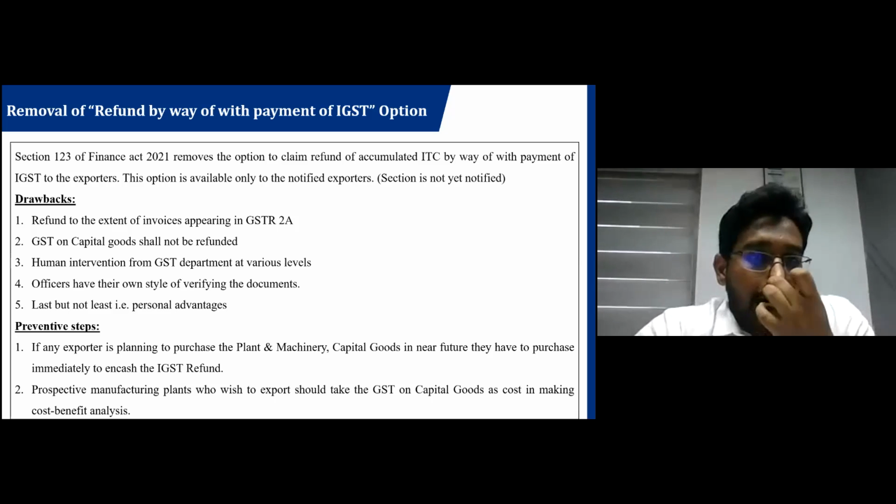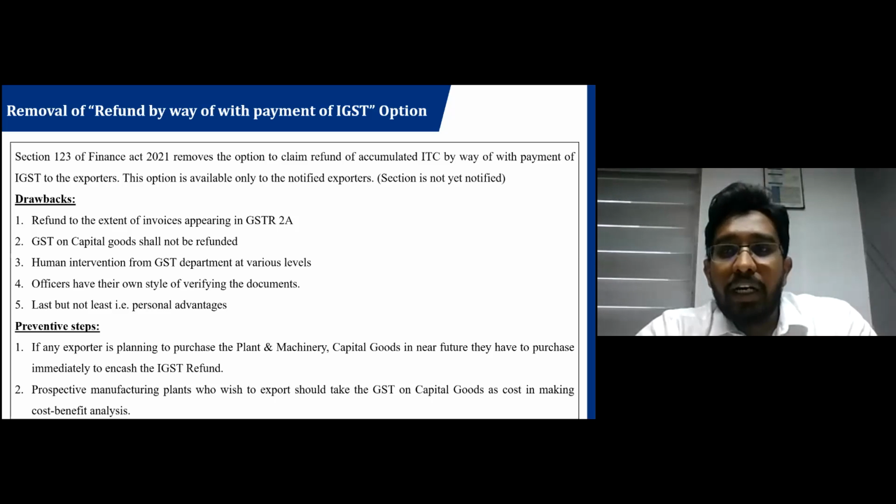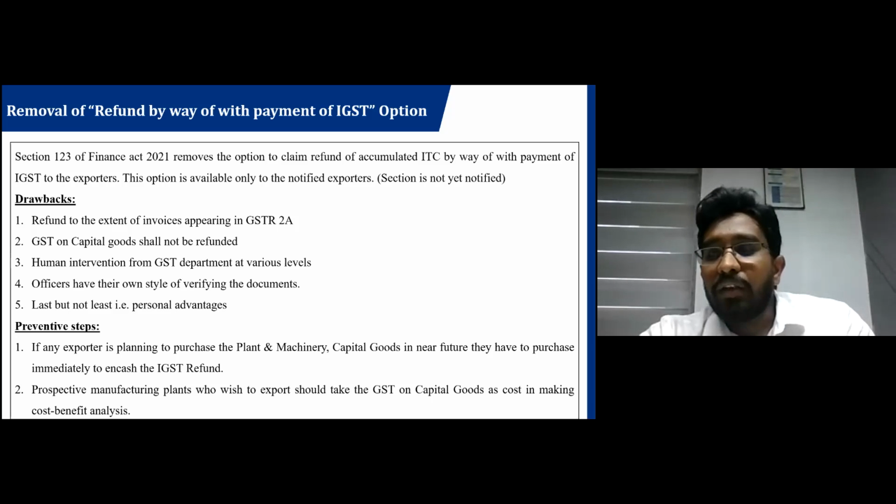Next, GST on capital goods shall not be refunded. Under the with payment category, he is claiming refund even on capital goods, but under the without payment category, he can't claim refund on capital goods. Human intervention from the GST department at various levels. Officers have their own style of verifying the documents. Last but not least, that is personal advantage. All these are the drawbacks for the exporters who are claiming refund under with payment till now, and who will not be allowed that option once the Finance Act provision is notified.